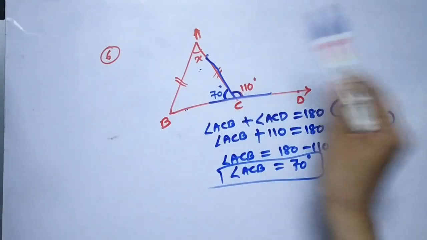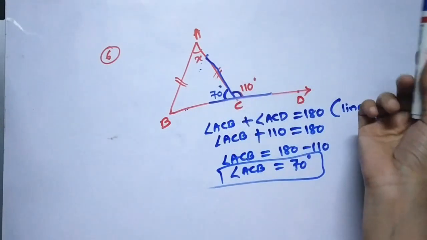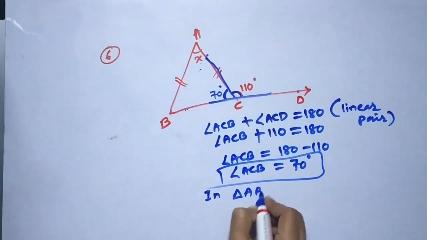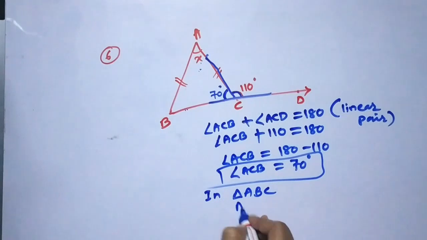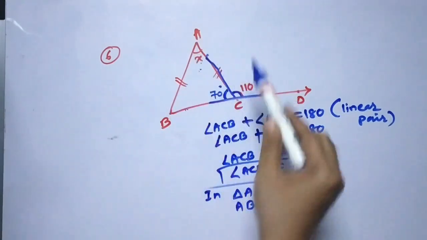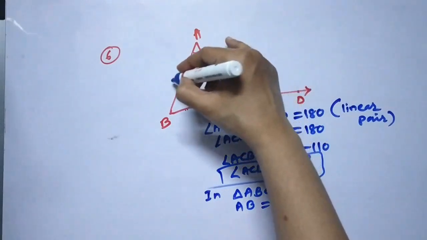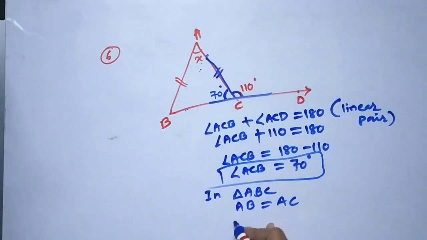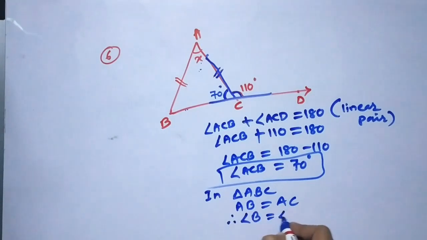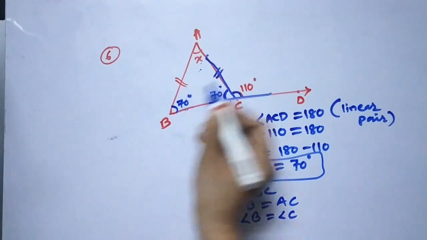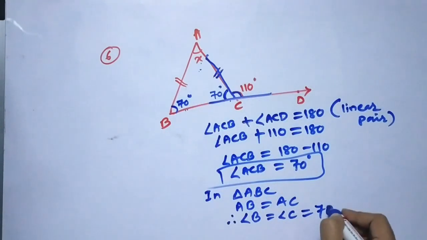Now we need to find out this X. So if you focus here in a triangle ABC, the side AB is equal to side AC. This is given by this marking. So therefore the opposite angles to them are also equal. Therefore angle B is also equal to angle C. If C is 70, B is also going to be 70. So they are what? 70 degree.